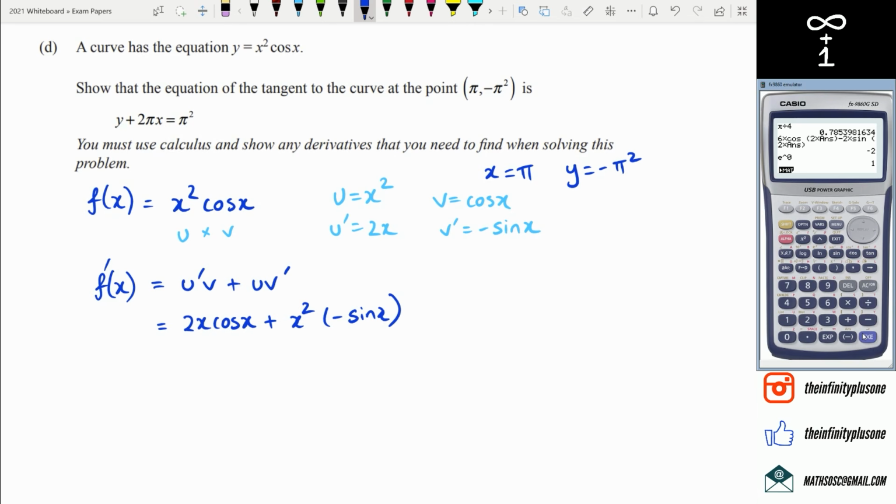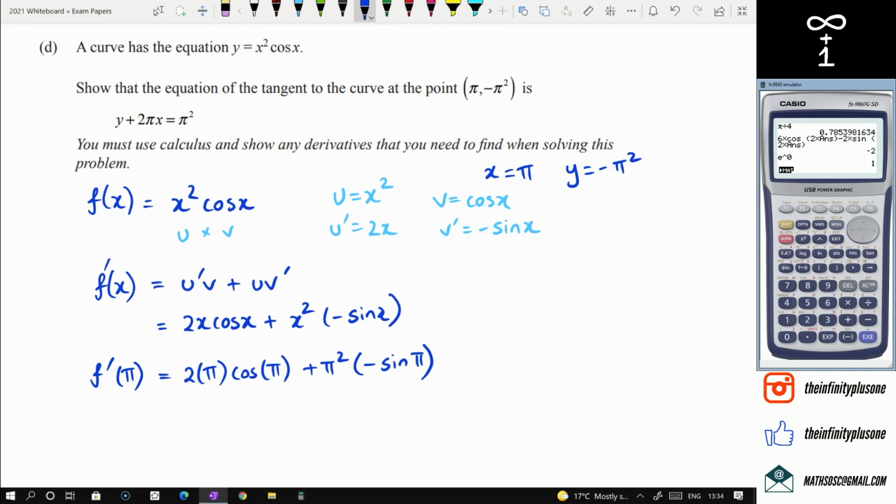So now that we've found the gradient function, we need to find the gradient at pi, when x equals pi. So what we're going to do is put in pi and figure out what the gradient is. So we've got 2 times pi, cos of pi plus pi squared negative sine of pi.